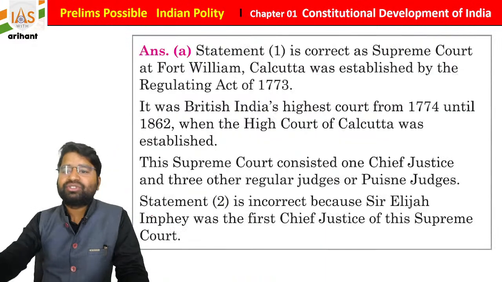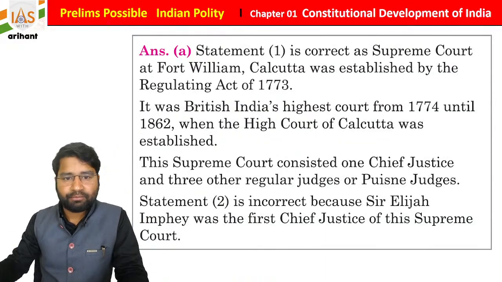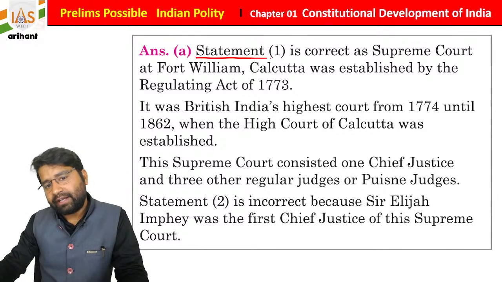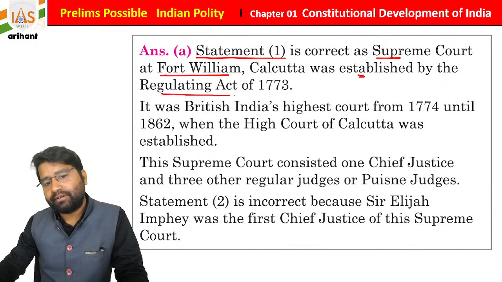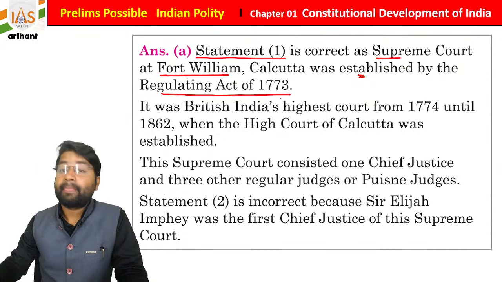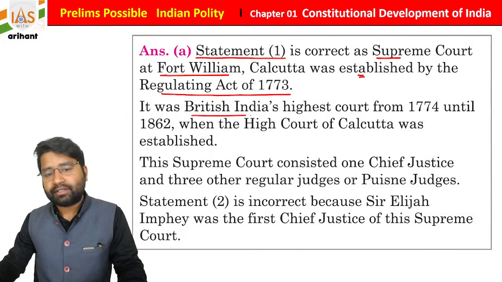So now we are going to see the explanation that is mentioned in the book. Statement 1 says that the Supreme Court of Calcutta at Fort William, also called Calcutta, was established by the Regulating Act 1773 in 1774. And students, it was British India's highest court.